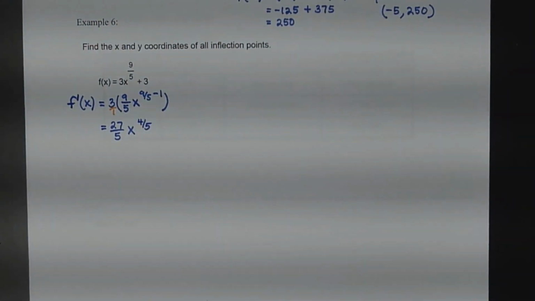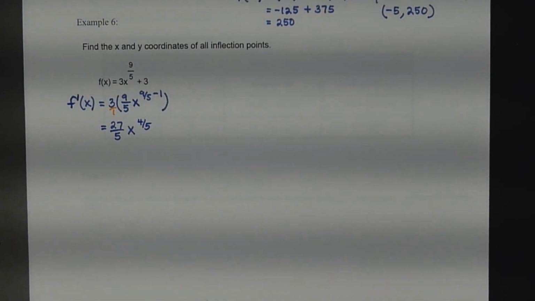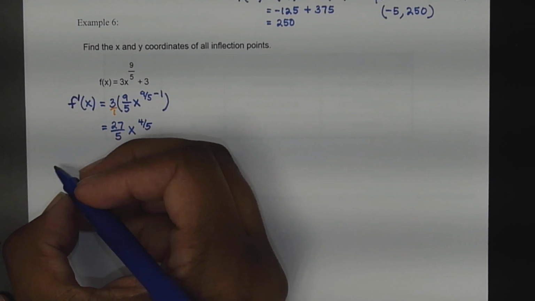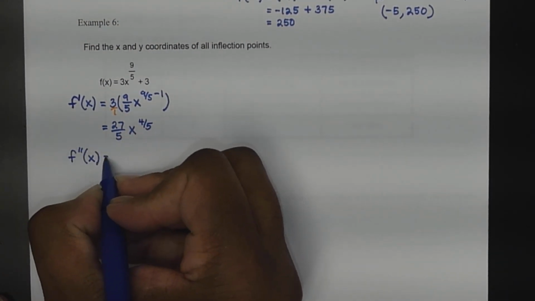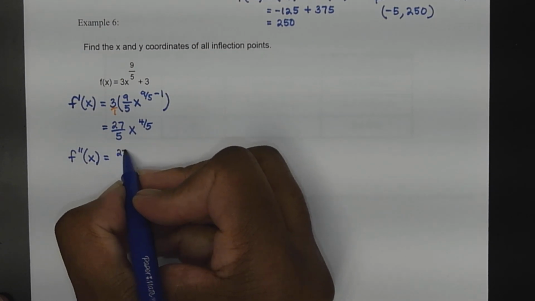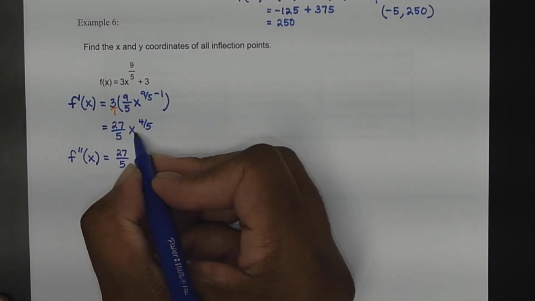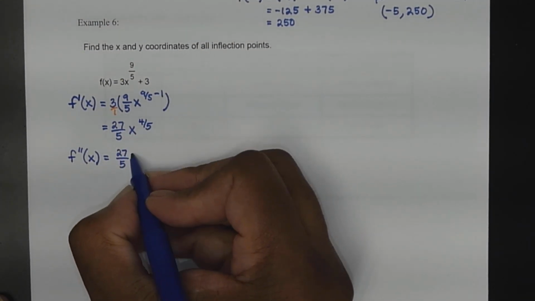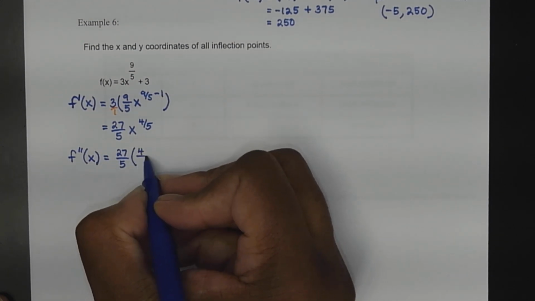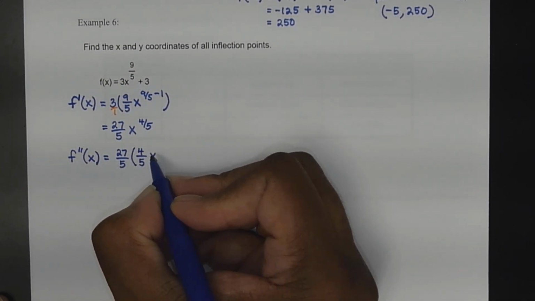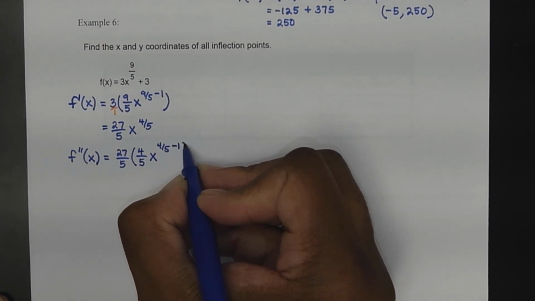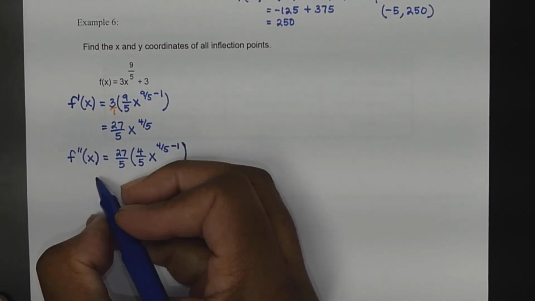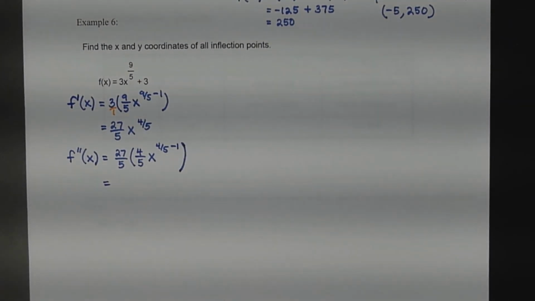So I have 27/5 times x to the 4/5 for the first derivative. Now I'm going to take that to find its second derivative, f double prime of x. So here again, I'm going to bring down the 27/5. For the derivative of x to the 4/5, I'm going to bring the power in front, copy the x over to the 4/5 minus 1, because that's going to be to the 1 less power.